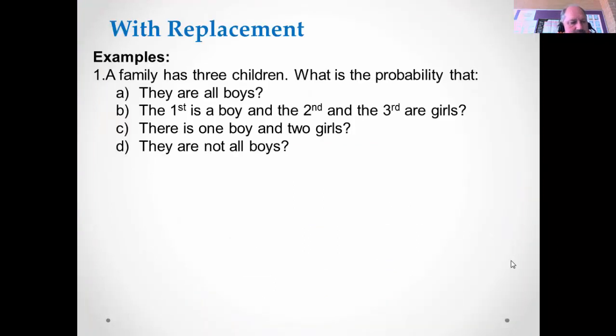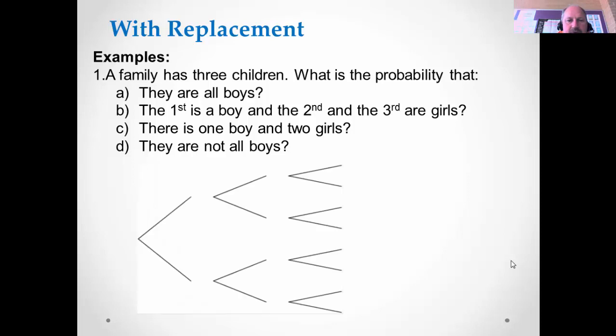With replacement, in your notes there's these examples. A family has 3 children. What's the probability of a few questions there? So we draw a tree diagram first. So a bit more with replacement. So the tree diagram will look like this.